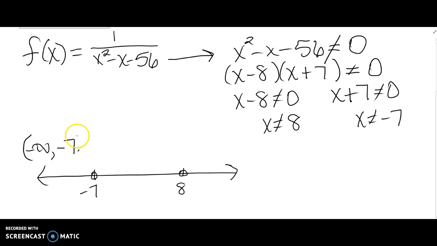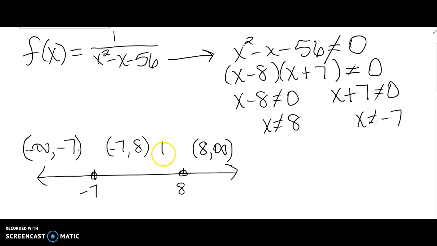I can go all the way up to -7, and again, I can't equal it, so I'm going to use that parenthesis. I've got the numbers between -7 and 8, and again, I can't equal those, so I would represent that with -7, 8, both in parentheses, because I can't equal that. And then I have all the numbers to the right of +8. So again, the lowest would be 8, again, parentheses, don't want to equal it, all the way to +infinity.